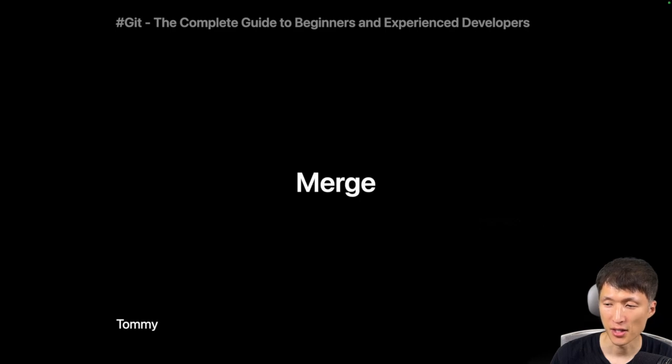By using branch, you can develop independently without affecting other tasks. Once development is completed independently on a branch, it needs to be merged with another branch. The command that allows you to merge one branch into another is called merge. In this lecture, we will learn about merging.